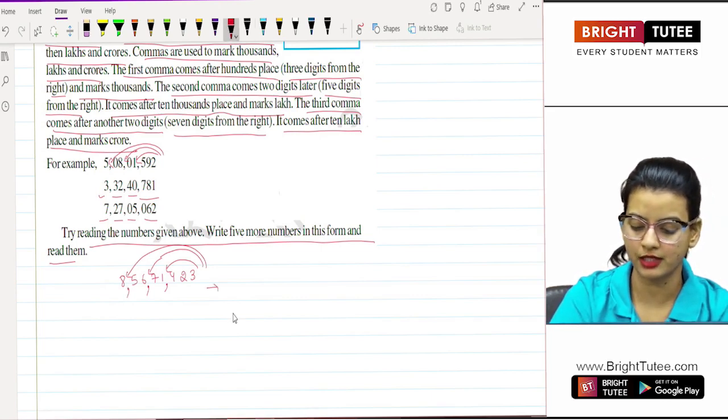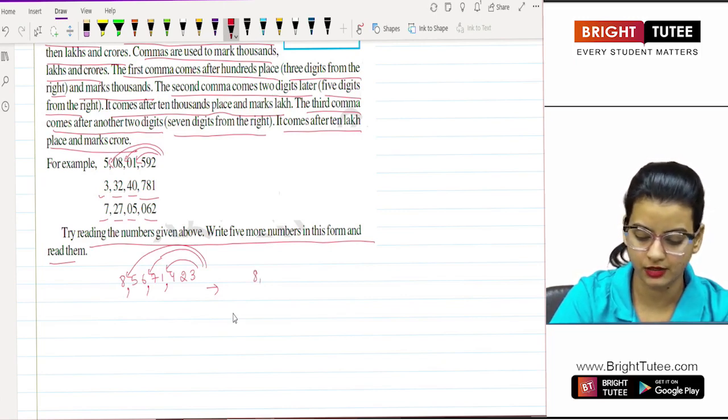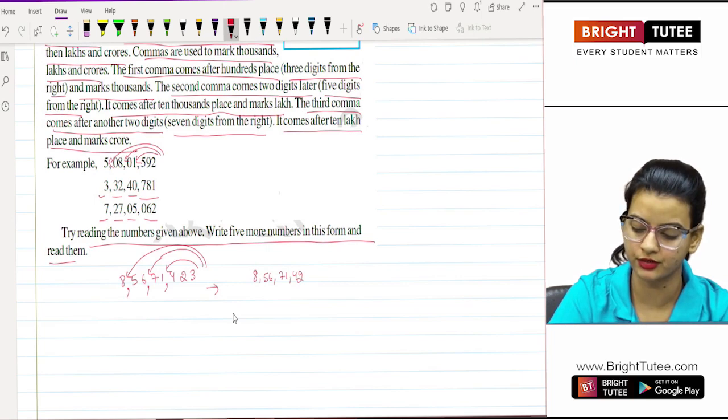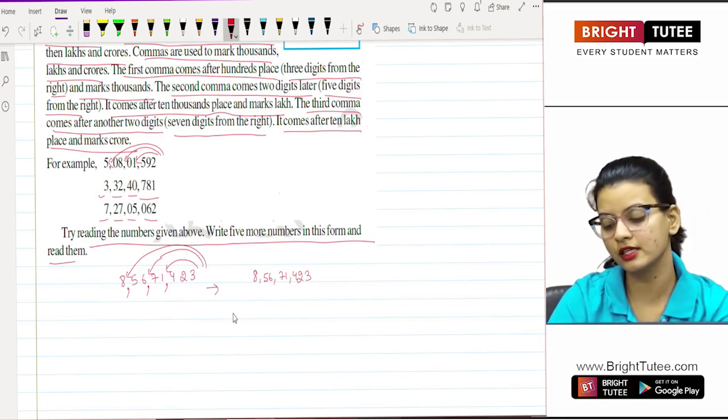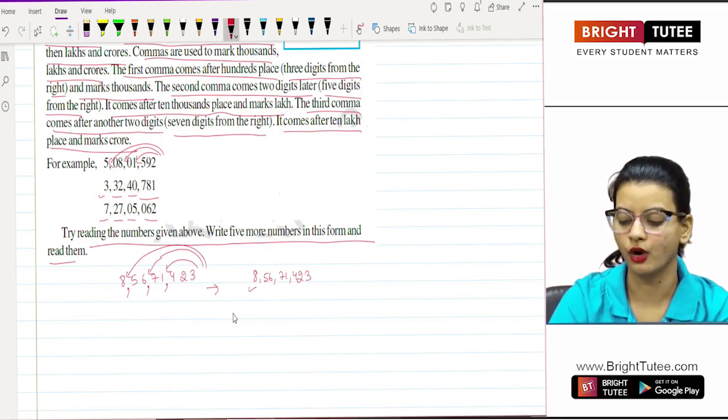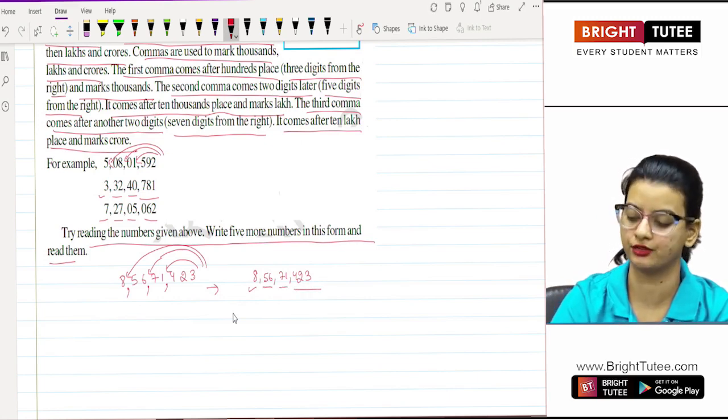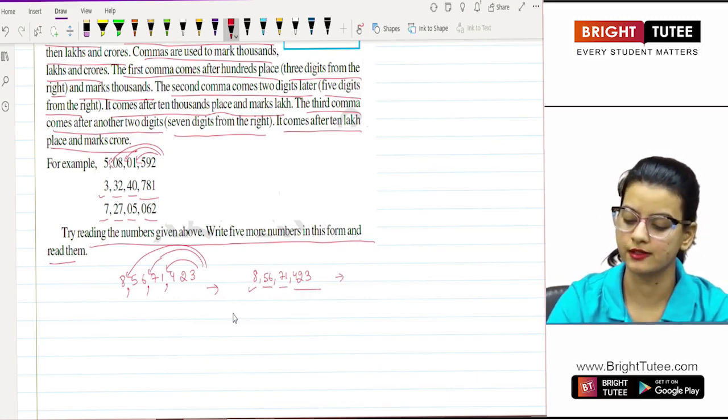So now let me transform this. This is 8,56,71,423. Now is it easier to read this? This is 8 crore 56 lakh 71,423. You can see here this is an 8-digit number. 1, 2, 3, 4, 5, 6, 7 and 8.